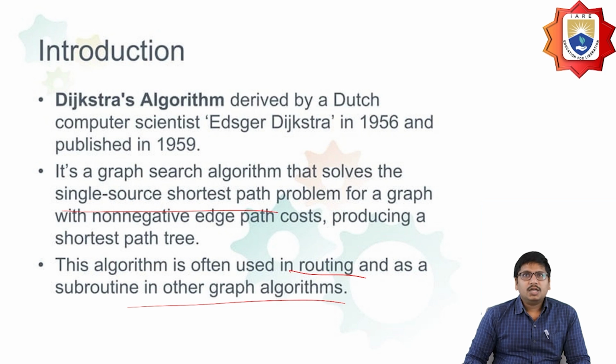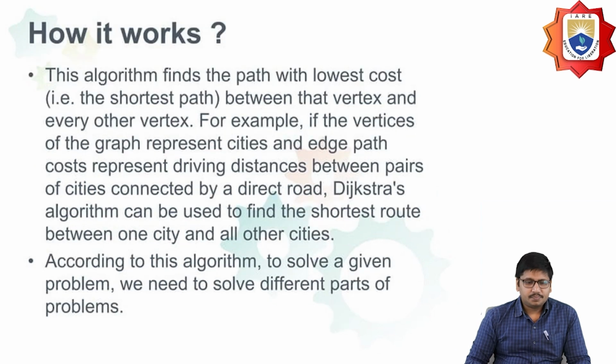Dijkstra's algorithm, derived by the computer scientist Dijkstra in 1956, is a graph search algorithm that solves the single source shortest path problem. Other kinds of problems, like all pairs shortest path, need a different kind of algorithm. Mainly this algorithm is used in routing and as a subroutine in other graph algorithms.